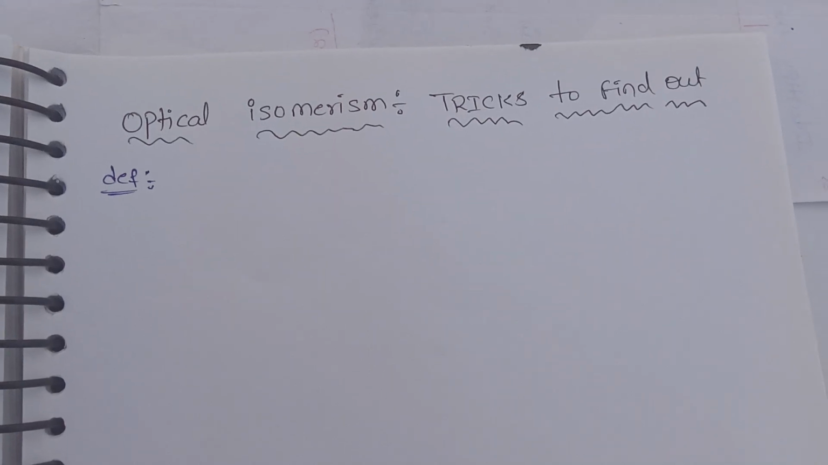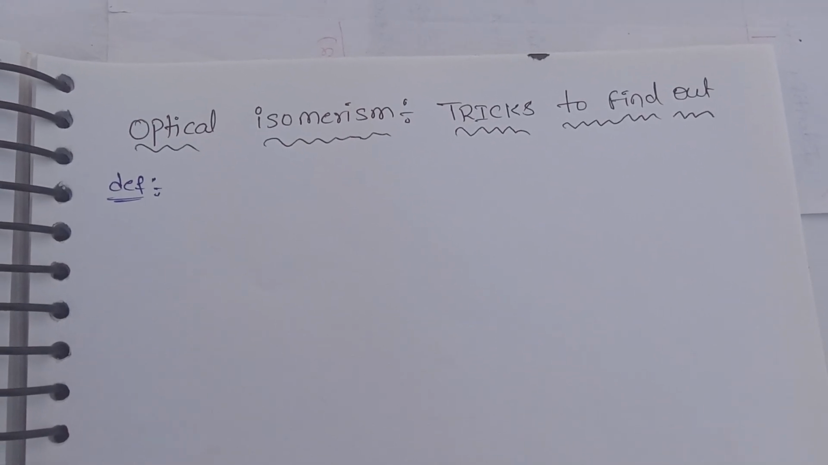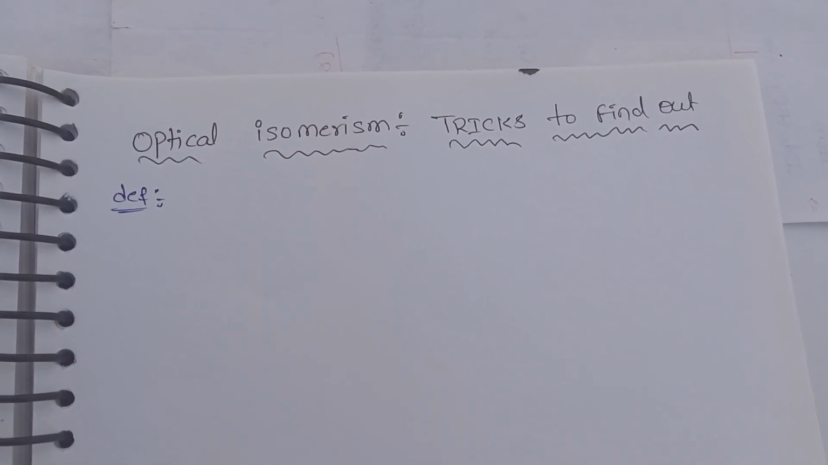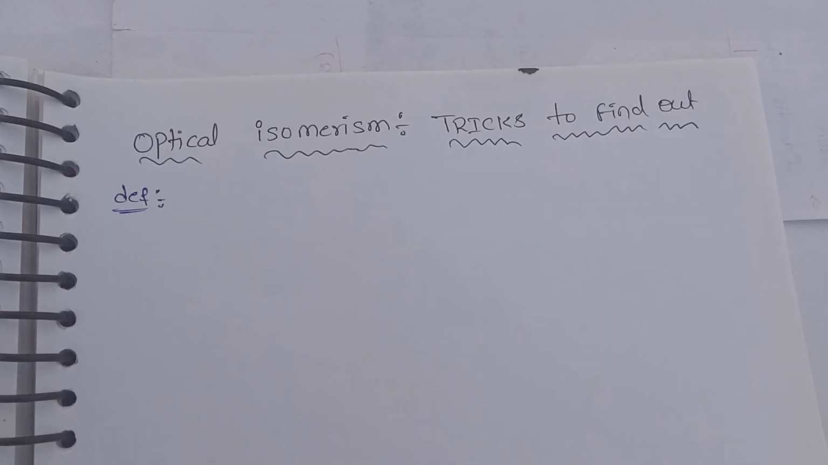Guys, today our topic is the most important topic for BSc and MSc students. So, optical isomerism, simple tricks. You have to find out whether a molecule shows optical isomerism or not.